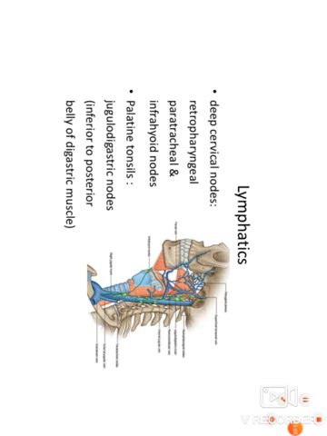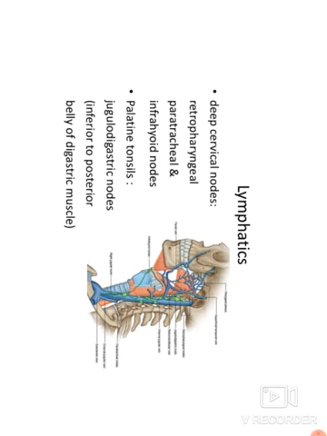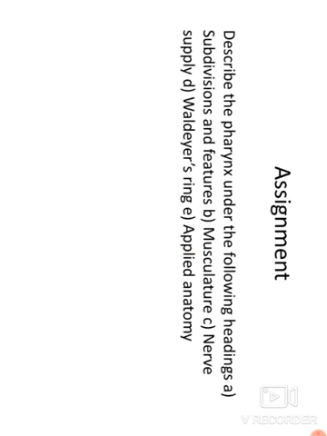Then the lymphatic drainage. Here, along with the internal jugular vein, you can see the retropharyngeal nodes. This area is the retropharyngeal lymph nodes. Lymphatic drainage is mainly to the retropharyngeal nodes. That's all about the anatomy of the pharynx.